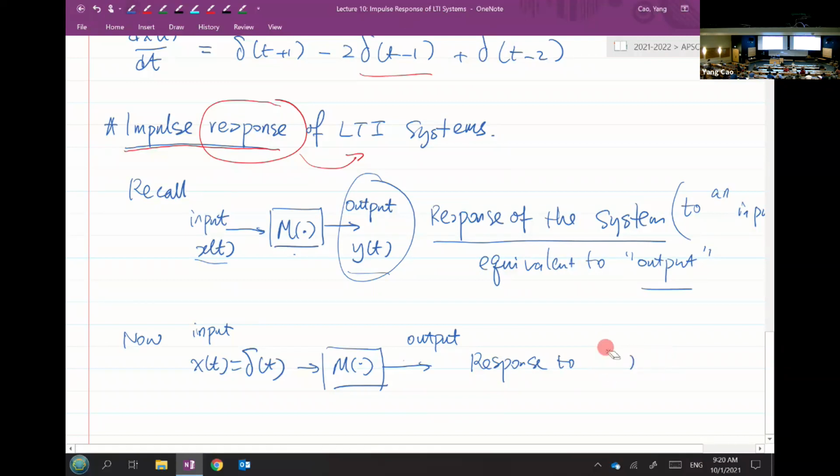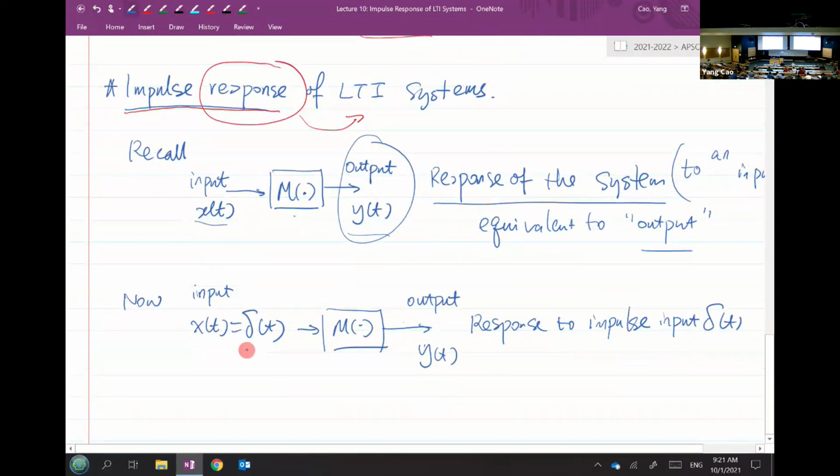Let me write it in full: response to impulse input delta t. Let's still call this y of t here. This time, because this is a special kind of impulse input, we are going to define the corresponding response, or corresponding output, and give it a new name. We call this new name h of t.